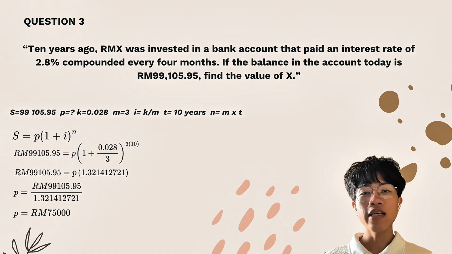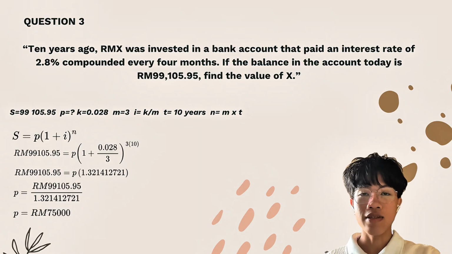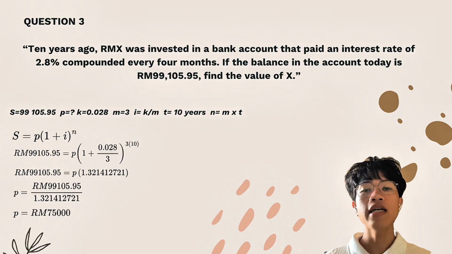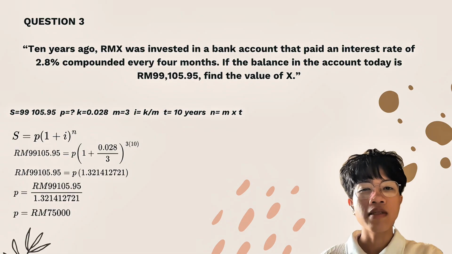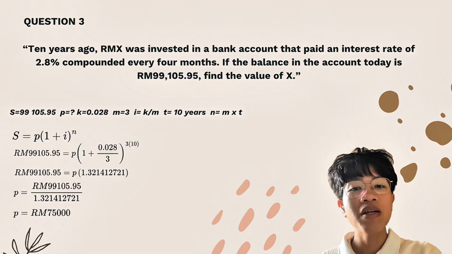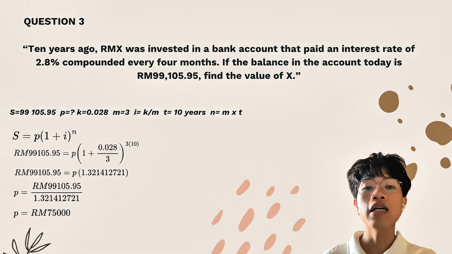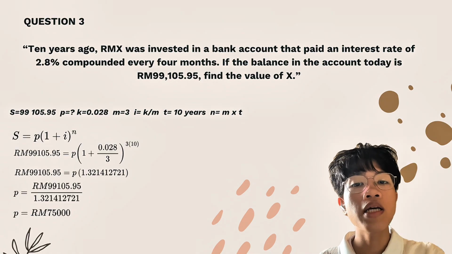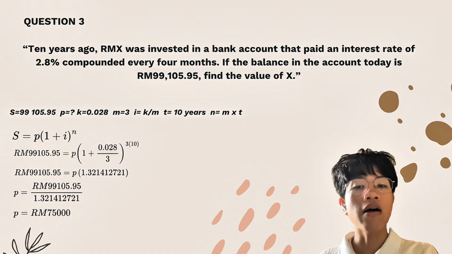The question tells us that 10 years ago, an amount was invested at an annual interest rate of 2.8%, and the interest was compounded every 4 months. The balance today is 99,105 ringgit and 95 cents. To solve this, we use the compound interest formula, S equals P bracket 1 plus I power N. Since the interest is compounded 3 times a year, we convert the yearly interest rate into the rate per compounding period. Then we multiply 10 years by 3 periods per year to get the total number of periods. After substituting everything into the formula and dividing the final amount by the growth factor, we get the initial value of the investment. So the original amount deposited was 75,000 ringgit.